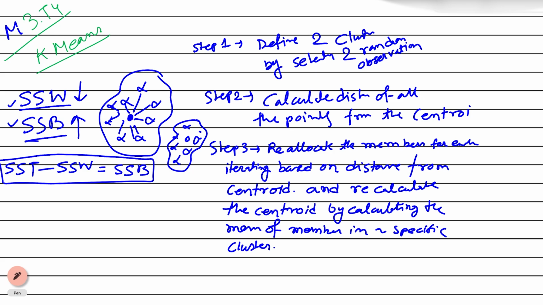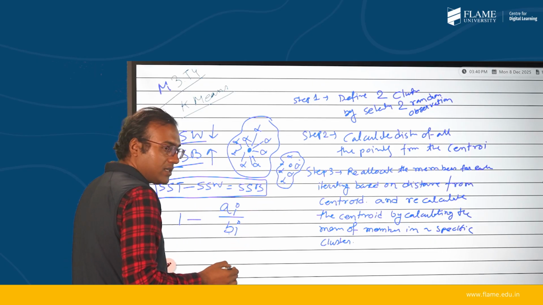Another is the Silhouette score. So Silhouette score is nothing but you can calculate ai by bi. So this is for the individual point. Let's say ai is nothing but the average distance between your single point and your centroid, and bi is nothing but the distance between your individual point and the nearest cluster centroid.